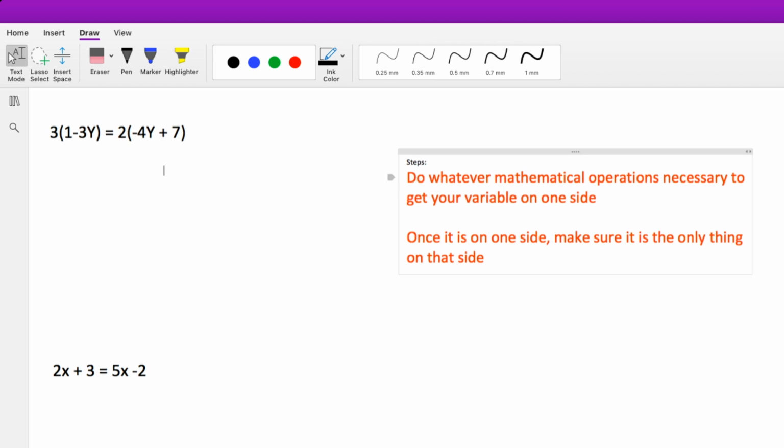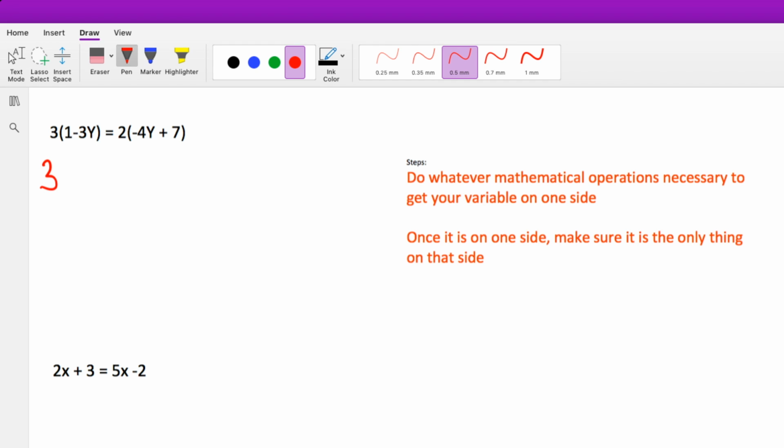Okay, so this looks a little messy right now. What do we do? We should distribute everything. And you might be wondering, I don't see anywhere on our steps where it says to distribute. Correct, but it says whatever mathematical operations. So I think distributing is a fair mathematical operation that we're going to have to do in order to get our y on one side eventually. 3 times 1, remember we distribute to everything in its parentheses. So 3 times 1 is going to give us 3.